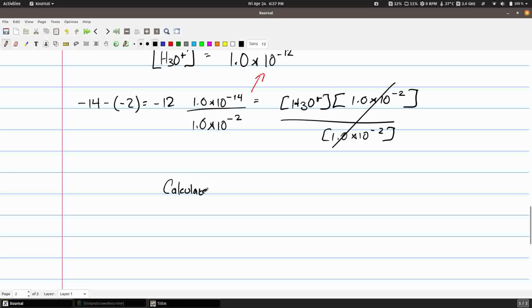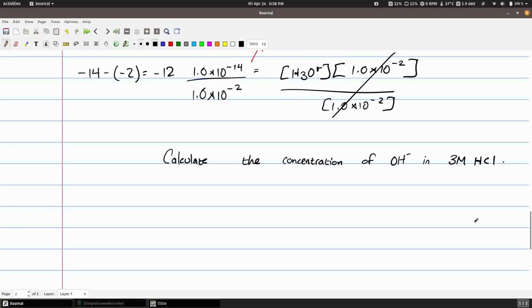So calculate, and these two I'm going to give you about a minute in between, because I want you to do them. I'm going to tell you to pause it, do it, and then unpause it, and then we'll go over it. So calculate the concentration of OH negative in 3 molar HCl. Pause the video and try to solve this real quick using the same steps I just showed you.